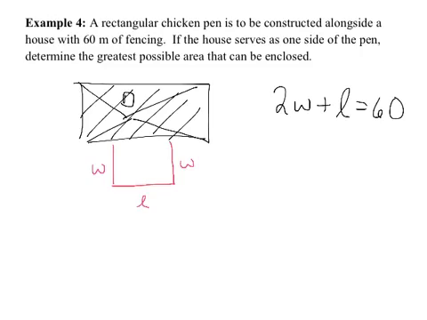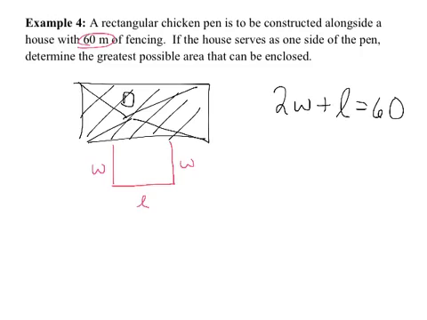Now, how do I know that that's a length of fence? Look at your units, everybody. It's in meters, isn't it? That means that it's a length. If it was meters squared, it's an area. So it's a length for sure. So the two widths plus a length must equal another length or distance.